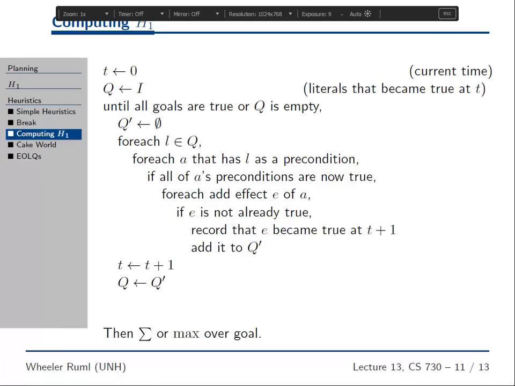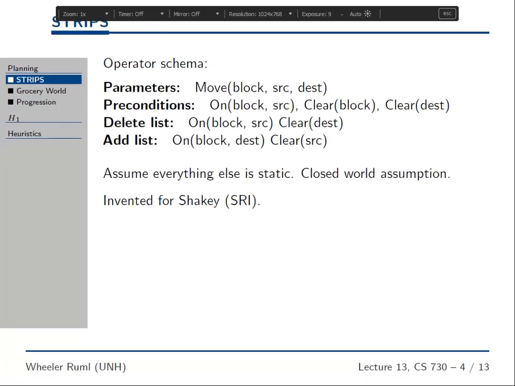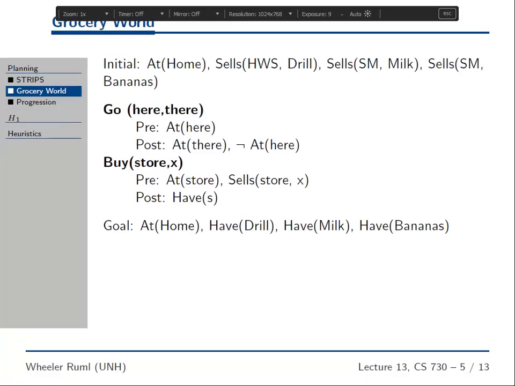You do have to, if you have an operator description, here there aren't even any variables. This is a pathetic domain. But if we've got, don't we have the hardware store somewhere? Yeah, here we go.